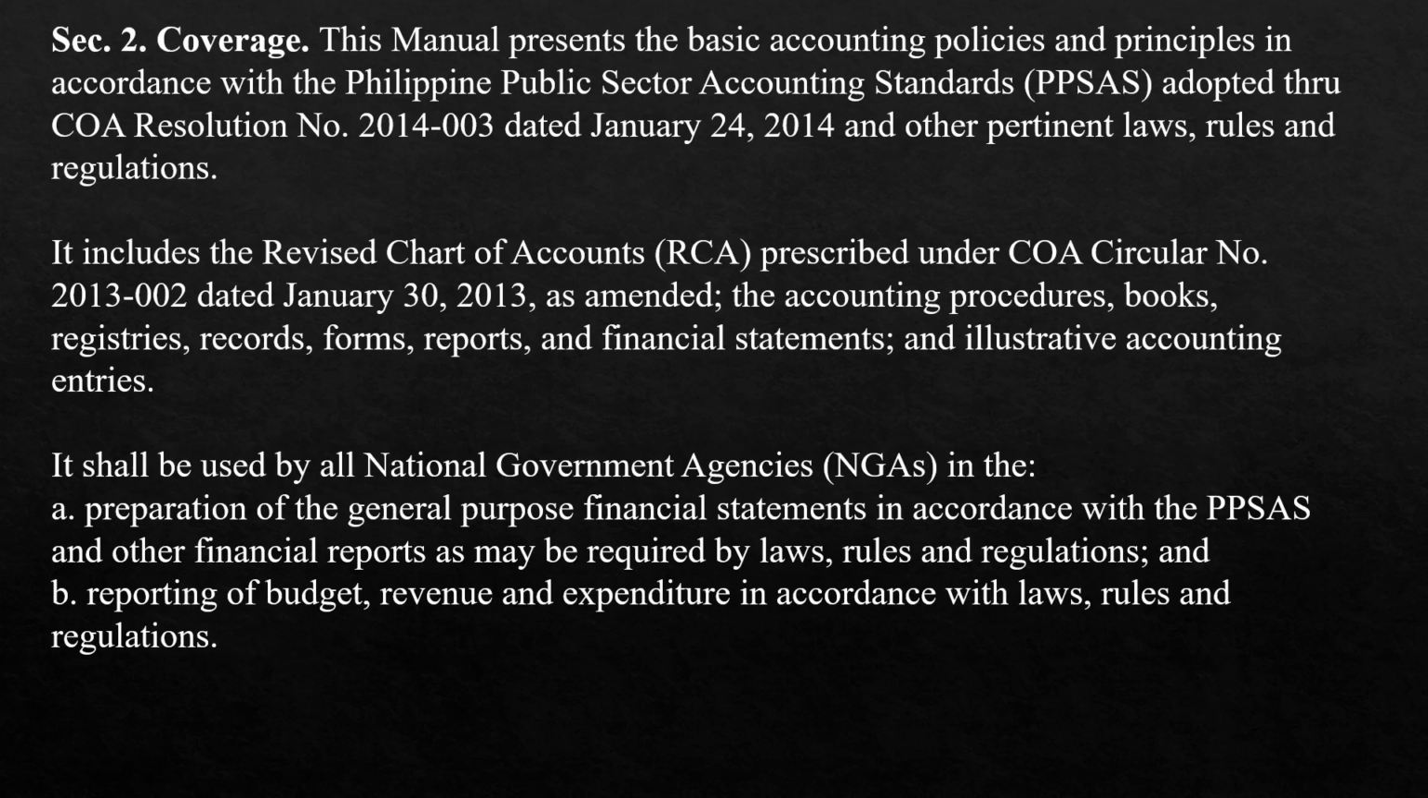So, what is the coverage of this new GAM? This is the new one we will adopt, through Commission on Audit Resolution number 2014-003 dated January 24, 2014. Okay, so it includes a revised chart of accounts under Circular number 2013-002 dated January 30, 2013 as amended. Included here are the accounting procedures, the books, registries, records, forms, reports, and financial statements, and also the illustrative accounting entries. So this GAM shall be used by all national government agencies, first, in the preparation of the general purpose financial statements in accordance with PPSAS, and second, of course, in the reporting of budget, revenue, and expenditure in accordance with laws, rules, and regulations.